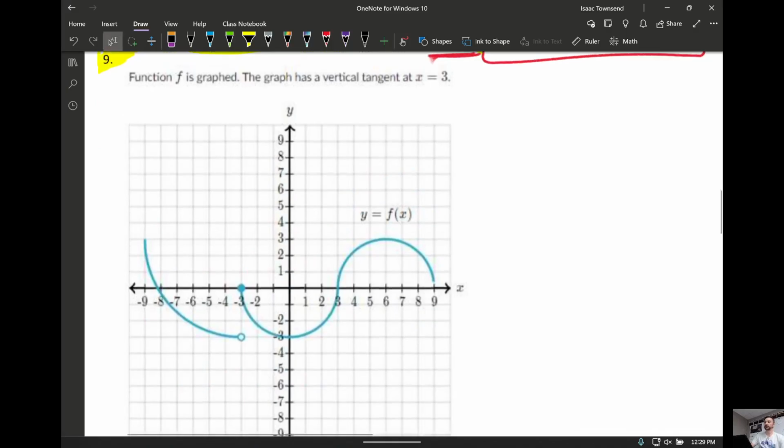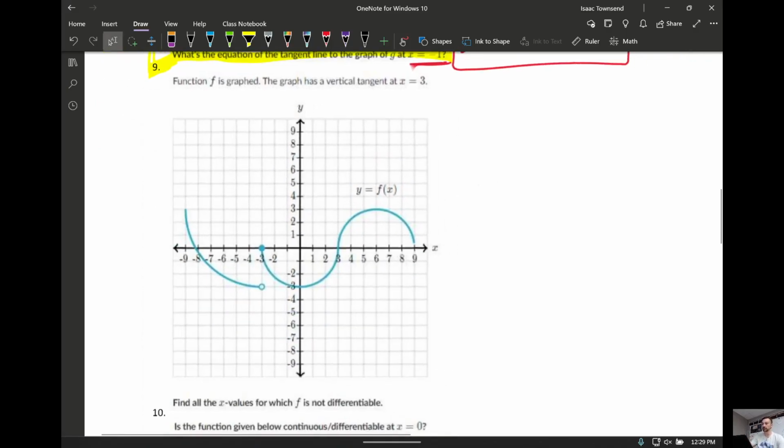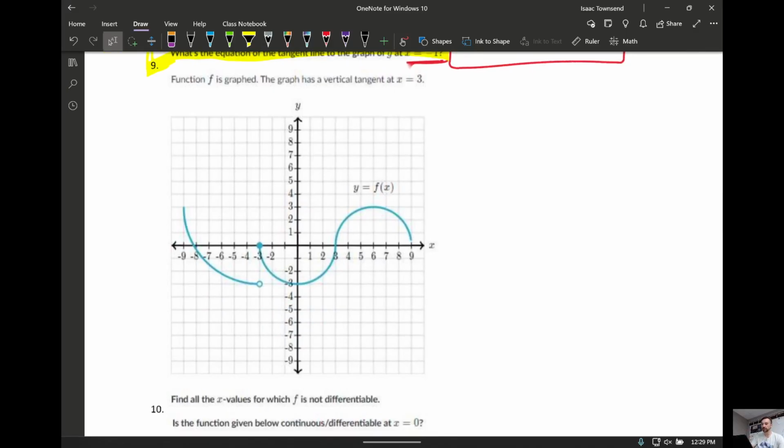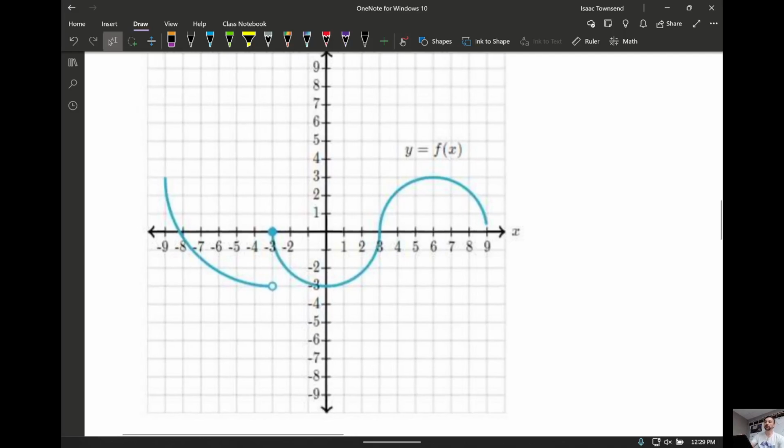Function f is graphed. The graph has a vertical tangent at x equals 3. Find all the x values for which f is not differentiable. So where could I not take the derivative here? Okay, 3, because it's undefined. If the slope's undefined, then there's no derivative. And where else?